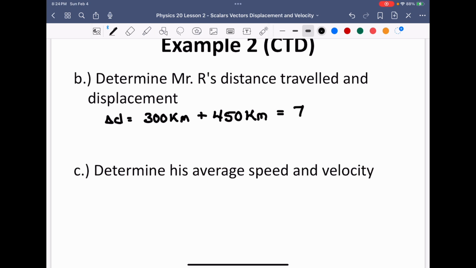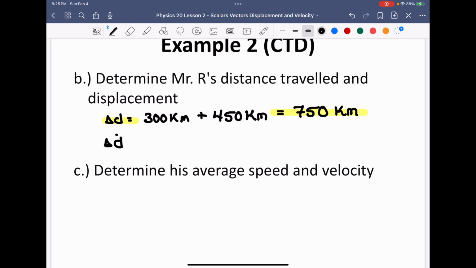This gives us a total distance for this trip of 750 kilometers for this overall trip. So I'll make sure to highlight that just so we have it all copied and saved. Perfect. Now when we go on to displacement, here's how it's going to differ.